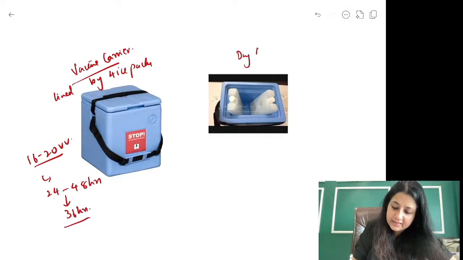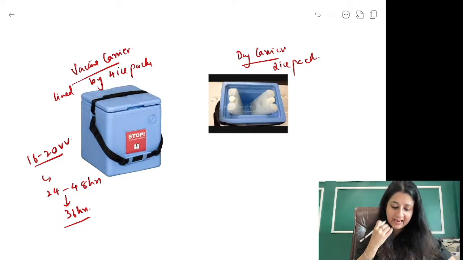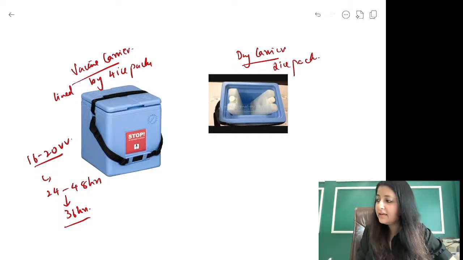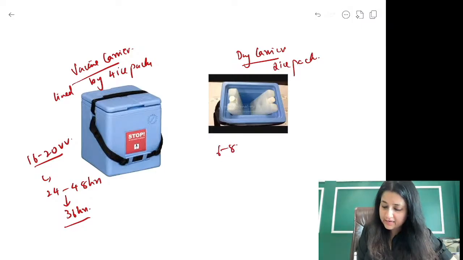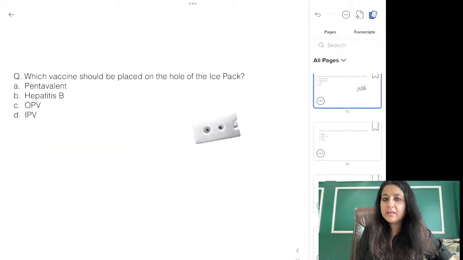And this one is a day carrier. This is lined by 2 ice packs, and it can carry how much? A vaccine carrier can carry 16 to 20 vials. How many vaccine vials can a day carrier carry, everybody? Very good, 6 to 8 vials. Same temperature maintenance, 24 to 48 hours, or on an average 36 hours. Clear? Let's go to MCQs now.